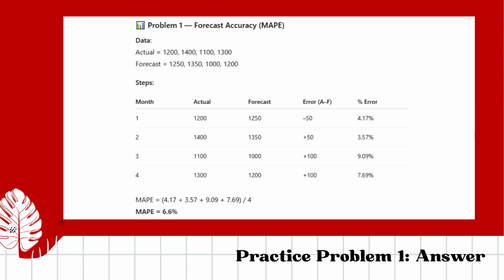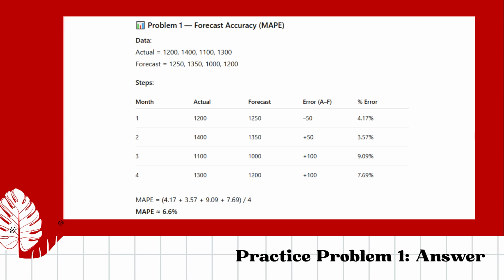Problem 1. Forecast accuracy. MAPE problem. A planner wants to evaluate forecast accuracy. The actual demand for 4 months was 1,200, 1,400, 1,100, and 1,300 units. The forecasts were 1,250, 1,350, 1,000, and 1,200 units. We need to find the mean absolute percentage error, or MAPE.